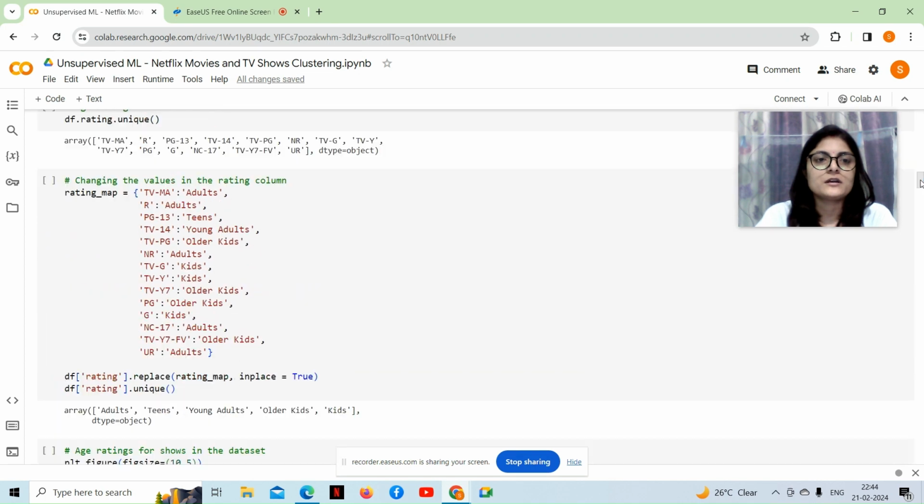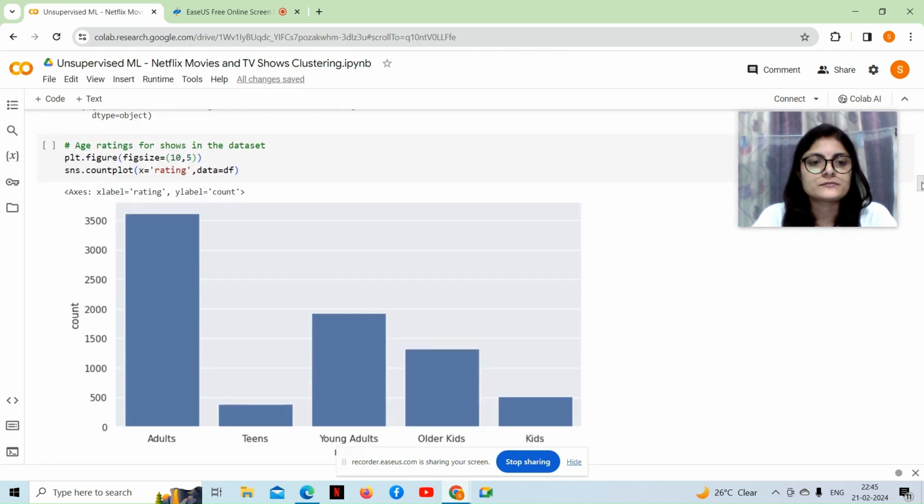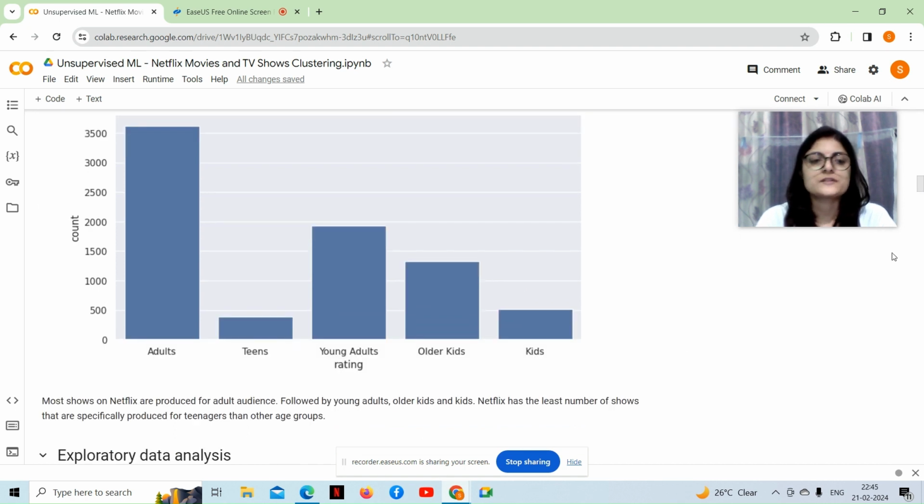Now age rating. Now we are changing the values in the rating column. So suppose TVMA, we are changing TVMA to adults. Okay. So we will be able to understand. Yeah, now we have changed. But the graph is telling us that most shows on Netflix are produced for adult audience, followed by the young adults, then older kids, and Netflix has the least number of shows that are specifically produced for teenagers than the other groups.